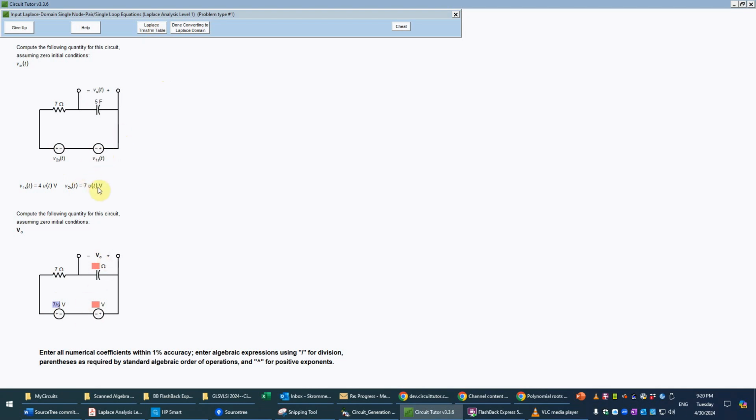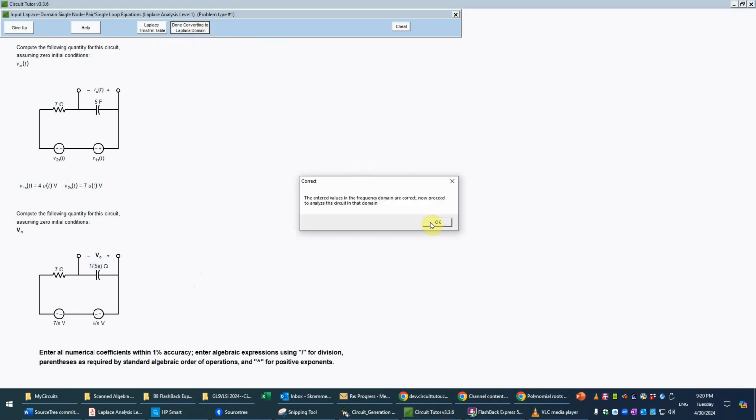Then the V1 of t, that's 4u of t, so that would just be 4 over s. And finally, for the capacitor, it's a 5 farad capacitor, very large one, so the impedance would be 1 over sC, which is 1 over, and we have to use the parentheses around the 5s there to make sure that it's all in the denominator. Okay, so having done that, then we just click the Done Converting button to check those conversions, and that is correct.